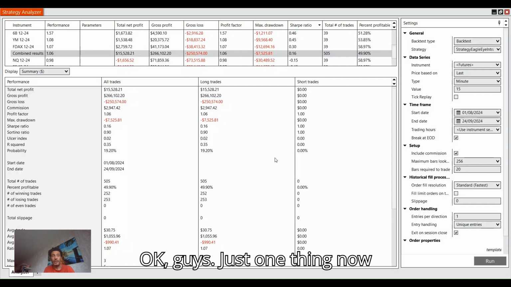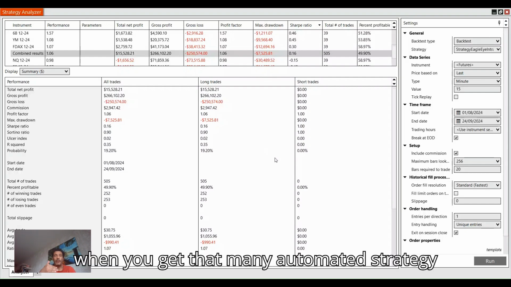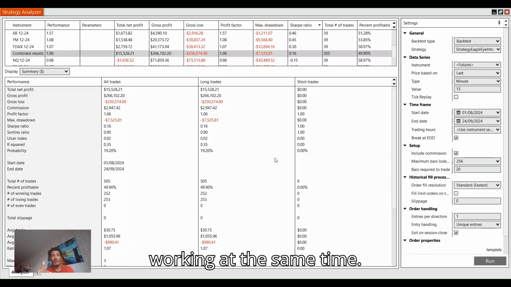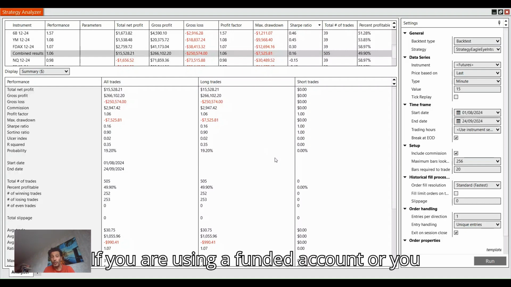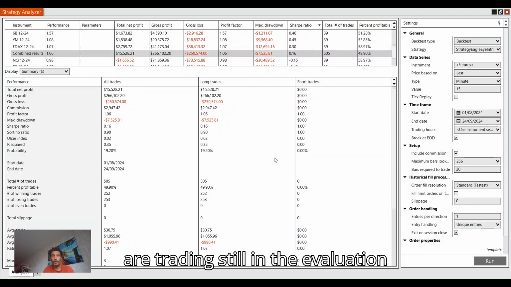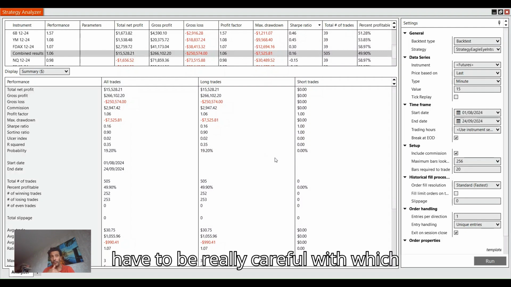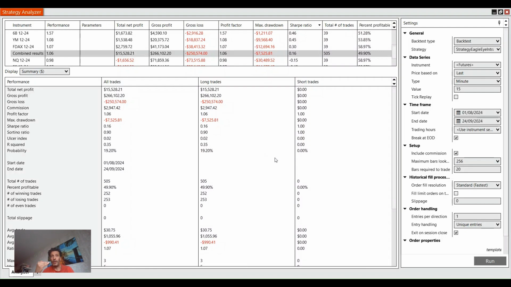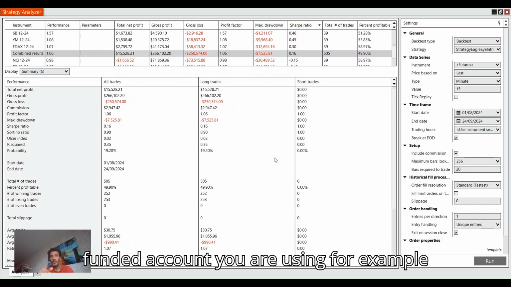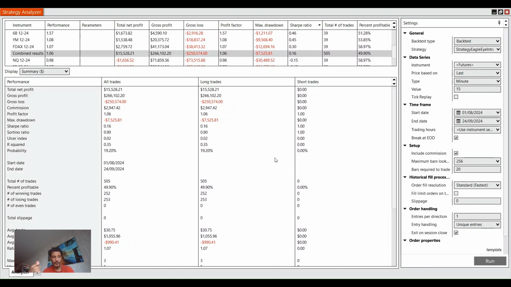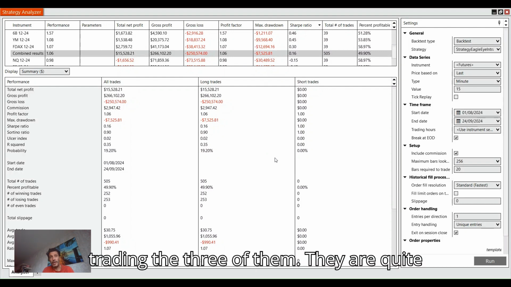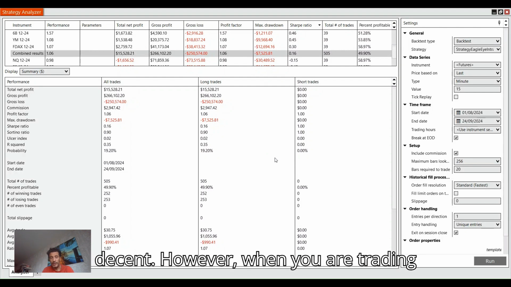Okay, guys, just one thing now. When you get that many automated strategies working at the same time, if you're using a funded account or you are trading still in the evaluation process, this is one of the things you have to be really careful with, which funded account you are using. For example, for futures e-minis, I use Earn to Trade, Apex, and Top Step Trading. The three of them are quite decent.